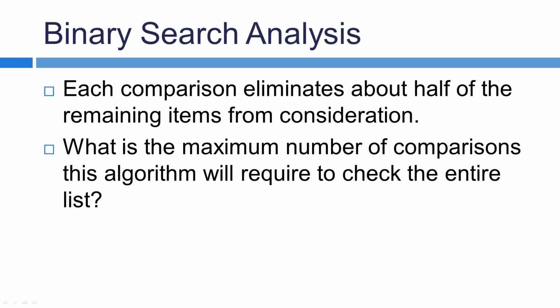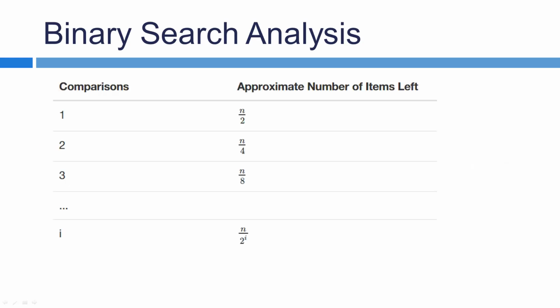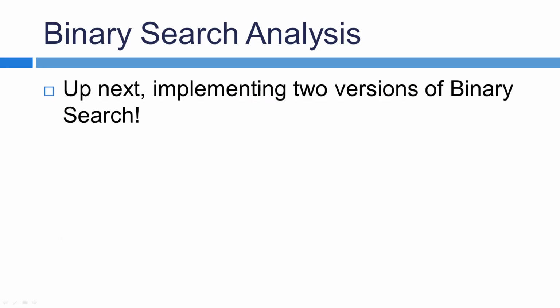Let's do a binary search analysis. Each comparison eliminates about half of the remaining items from consideration. We want to know the maximum number of comparisons this algorithm will require to check the entire list. It depends on the number of comparisons and the approximate number of items left. If you make just one comparison, you have about n over 2 items left. With 2, you get n over 4, with 3, n over 8, etc., all the way until you get to i comparisons, just a general term. For n items, you're then left with n over 2 to the power of i, approximately, items left.